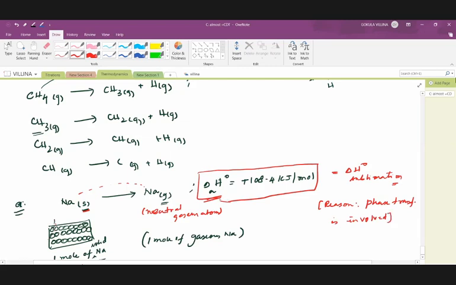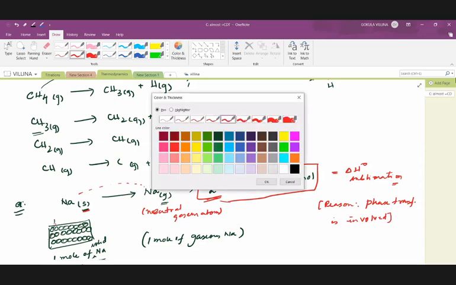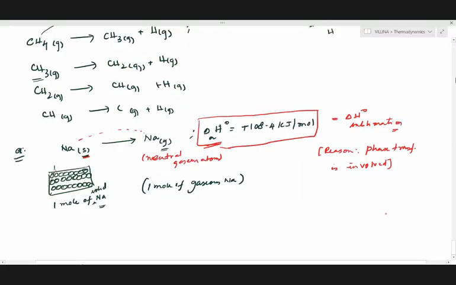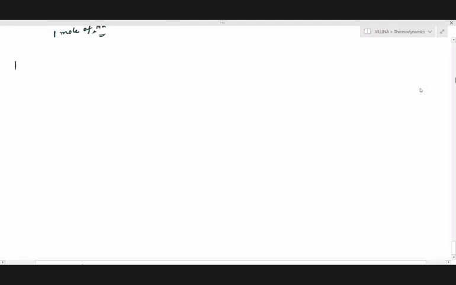So only in the case of diatomic molecules will we consider enthalpy of atomization to be bond dissociation enthalpy. Now we will see more in detail regarding bond dissociation enthalpy. The next part is bond dissociation enthalpy, or simply bond enthalpy. Bond enthalpy is the amount of energy required to break a bond, or else the same amount of energy involved while forming a bond.